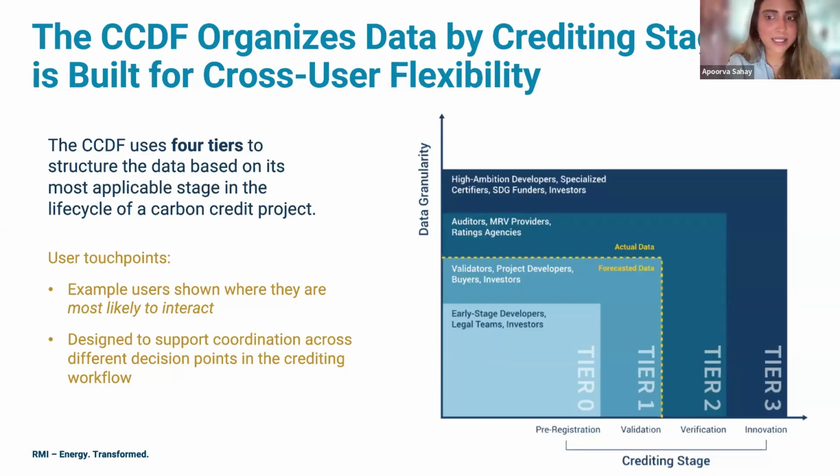Each tier reflects one stage in the project development and has its own purpose. Tier 0 being early project setup, early project design, and tiers 2 and 3 being actual reporting data on how those credits are performing over time. There's a lot more information about the tier system. We do have a report that we hope you will read.